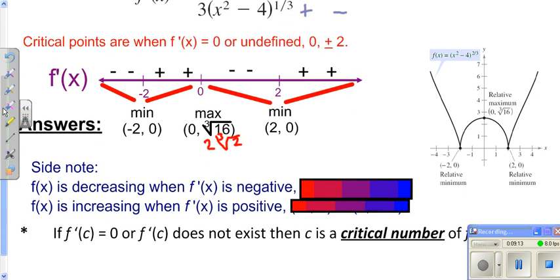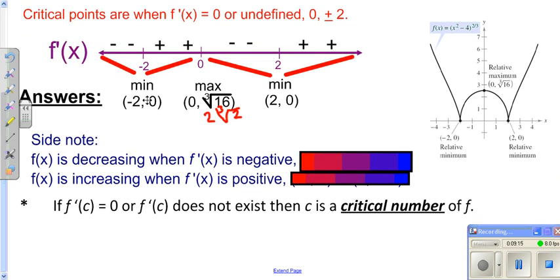So you're looking for the extrema. These are your extremas here. In this case, this one here would be a relative max. These would be both your absolute mins. Also, if you're looking to see where you're decreasing, that's when your derivative is negative. If you're looking to see where you are increasing, that would be when your derivative is positive.